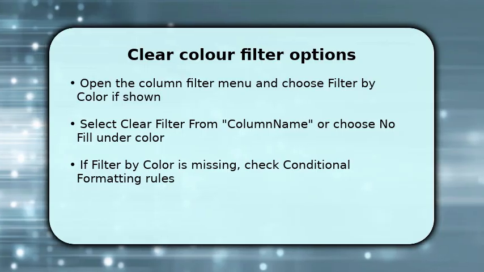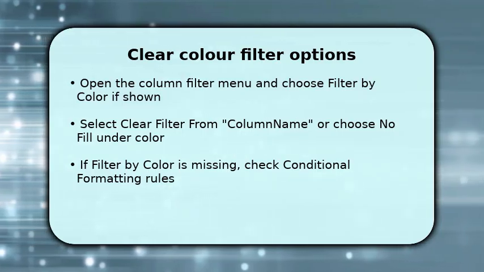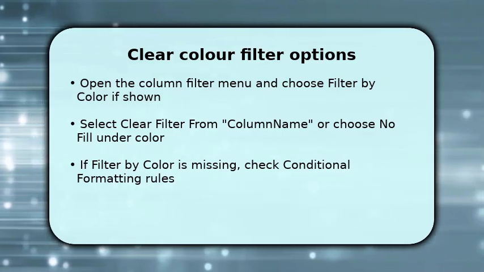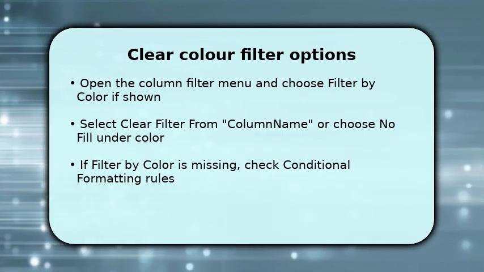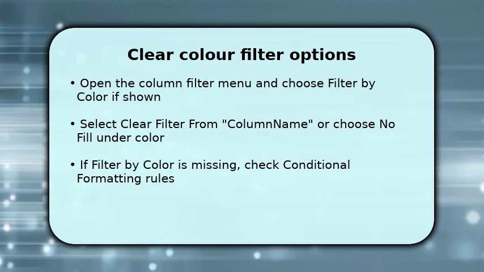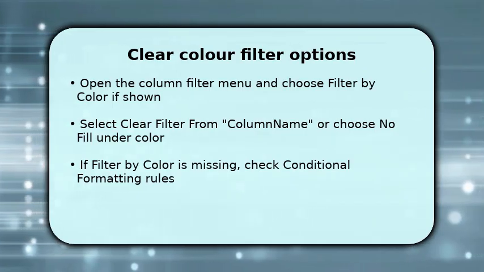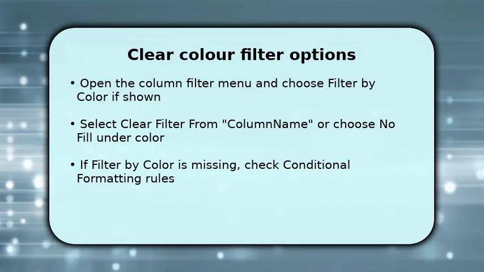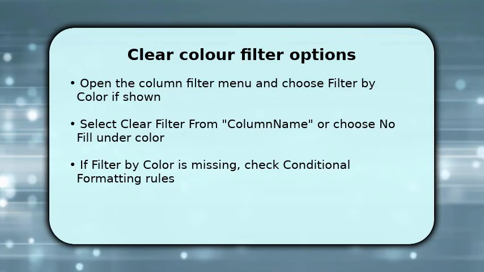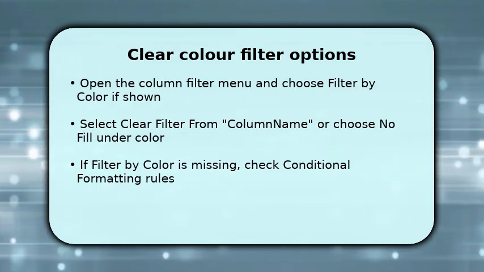You click that and then choose Clear Filter from column name or select No Fill to stop filtering by cell background or font color. If you used conditional formatting to color cells, go to Home, Conditional Formatting, Manage Rules and disable or adjust the rule. Conditional colors won't clear via the filter menu. Make sure to reopen the filter menu after changes to verify all items reappear.